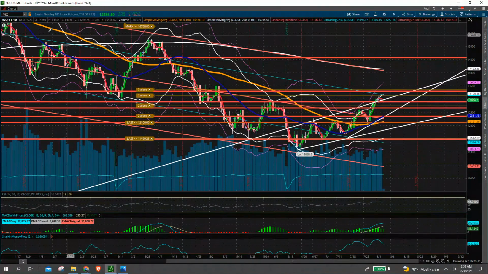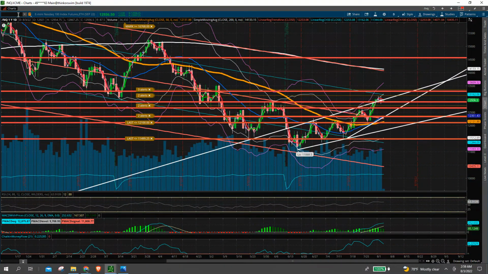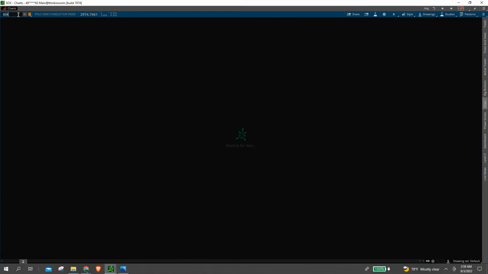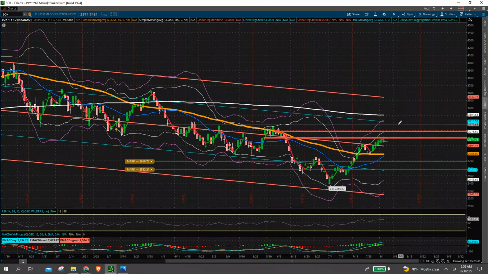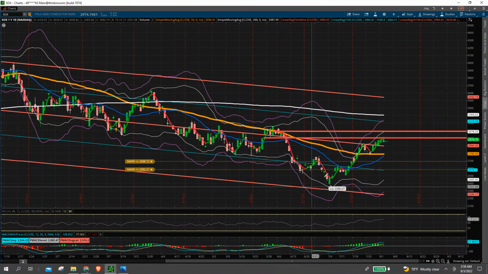Let's look at our ES. Oh, actually, let's look at Soxel because that's another big one that I trade. SOX is the index for Soxel. It is following a very similar pattern to the Nasdaq, where we made a low, and since then we have been trending higher, forming higher highs and higher lows.